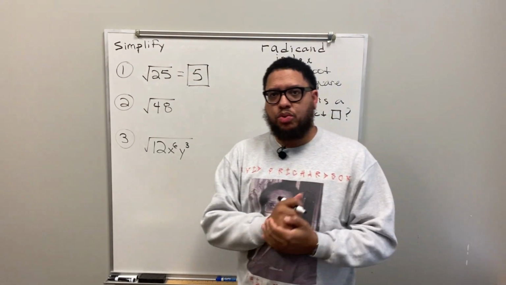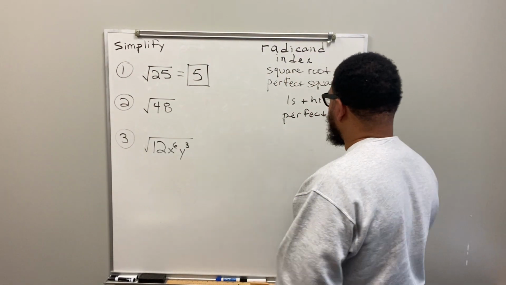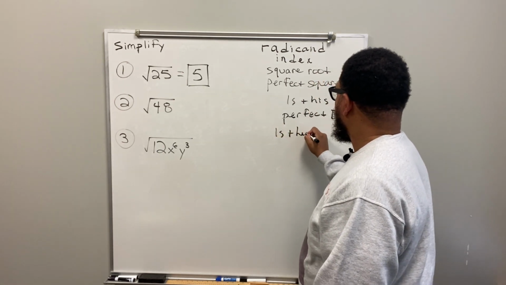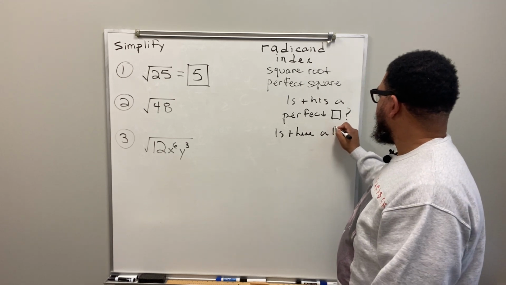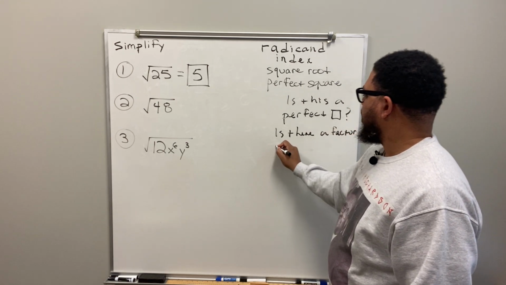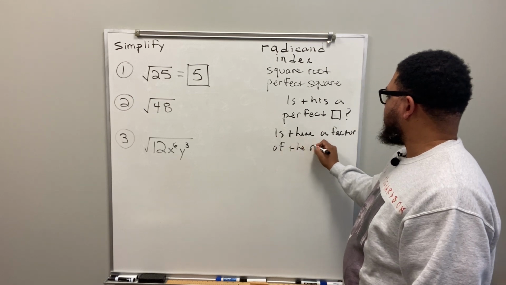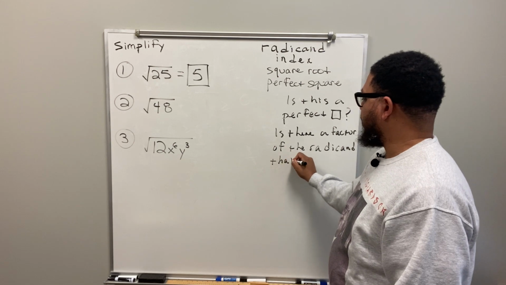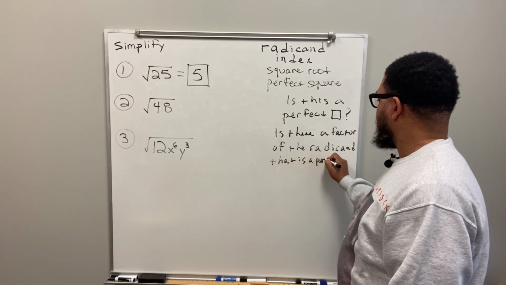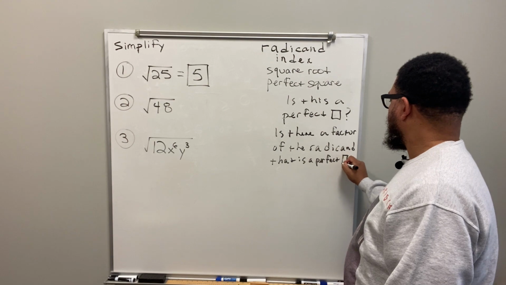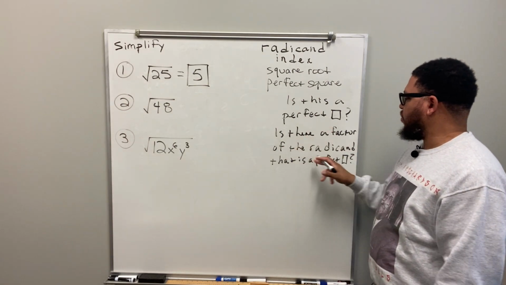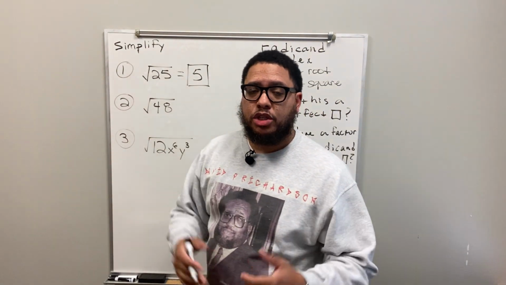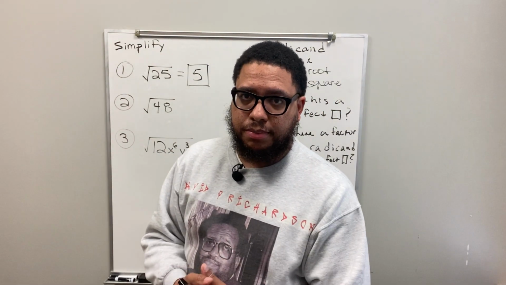When you encounter that situation, the next question you've got to ask yourself is: is there a factor of the radicand that is a perfect square? So 48 is the radicand, and we want to know, does 48 have a factor that is a perfect square?